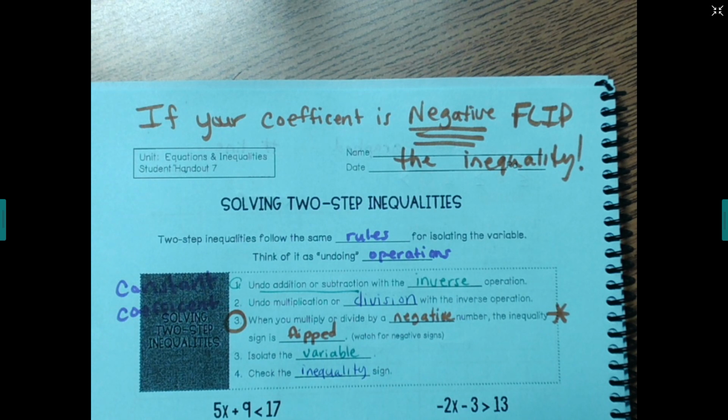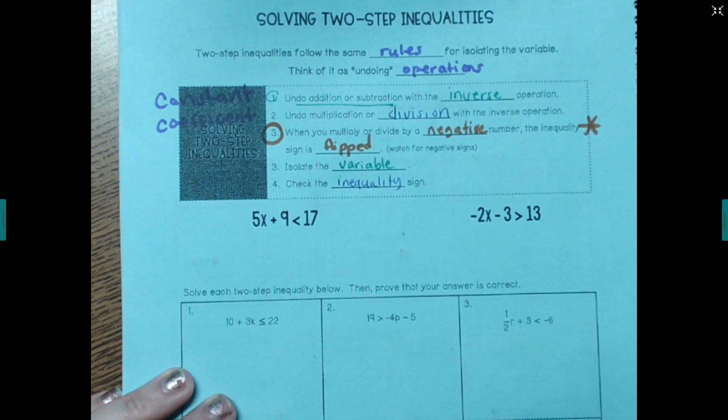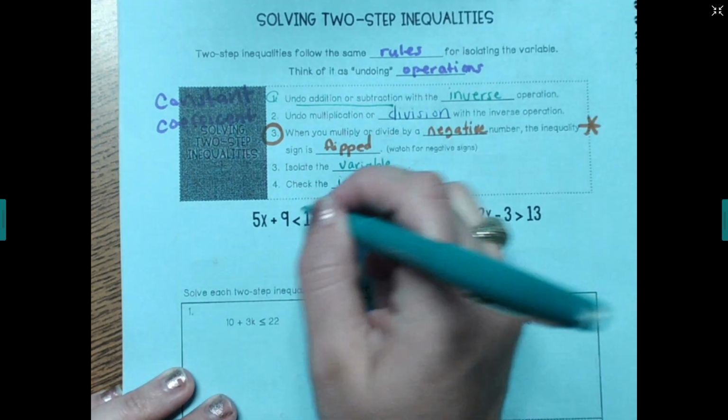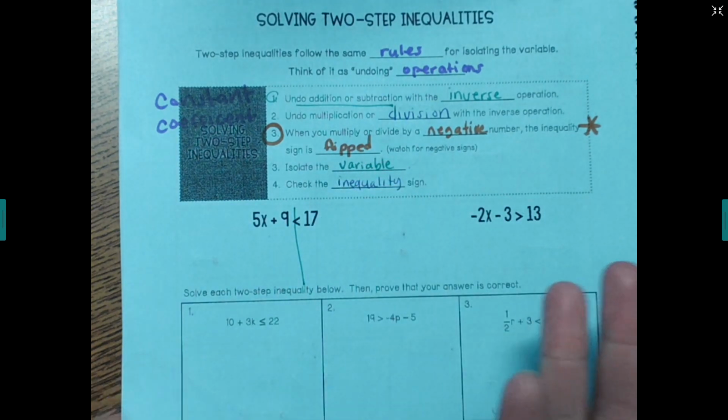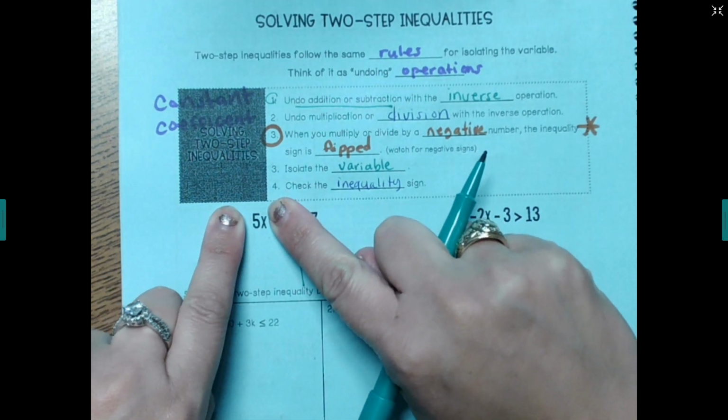We're going to do 7 examples, and then I'm going to let you practice on your own. So our first one here. Just like equations, we want to draw our lines so that we're doing the same thing to both sides. First thing I want to do is check my coefficient. That coefficient is positive, so I'm not flipping the sign.